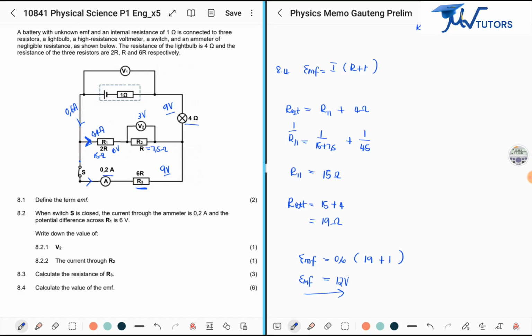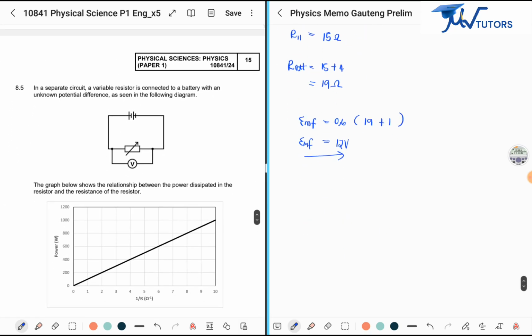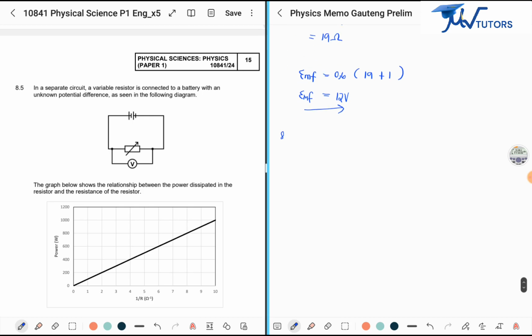Yes, that's right. So we're done with 8.4 and now 8.5. Alright, 8.5 says in a separate circuit, a variable resistor. Let me pause. In a separate circuit, a variable resistor is connected to a battery with an unknown potential difference as seen in the following diagram. The graph below shows the relationship between the power dissipated in the resistor and the resistance of the resistor.